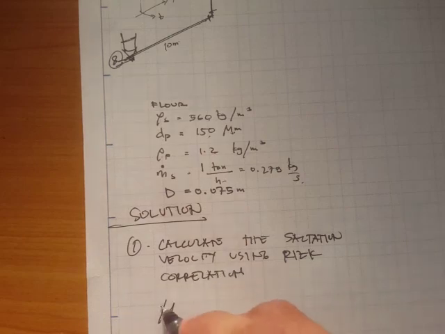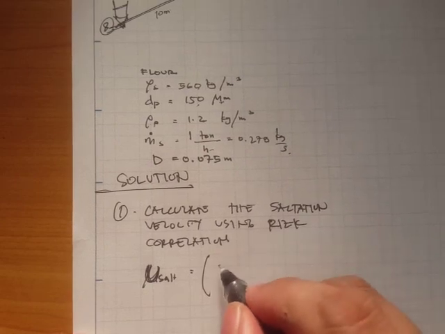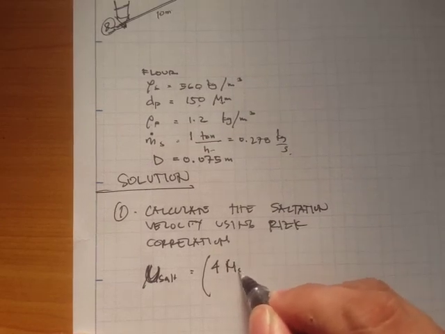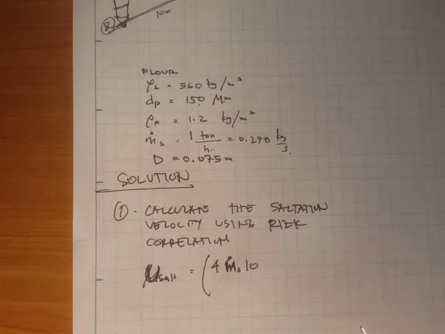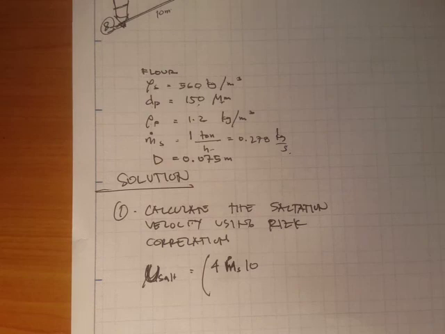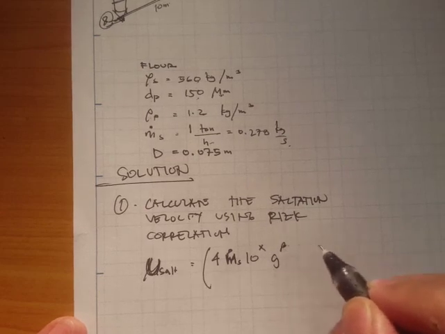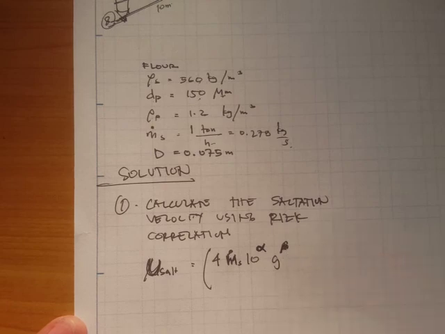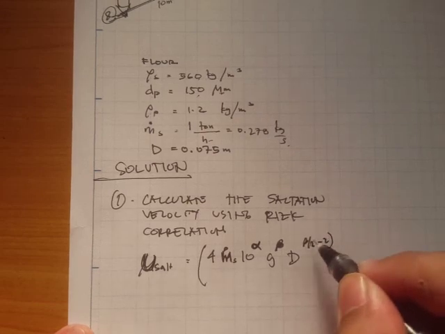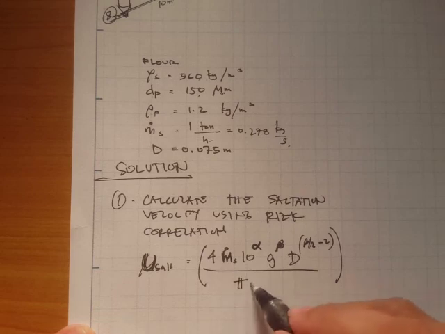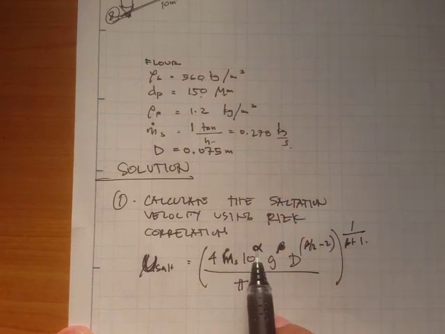Okay, so U saltation is just equal to, if you rearrange this equation, 4 times the mass flow rate of the solids times 10 to the X, and G to the beta, or you can use alpha and beta, they're just symbols anyway, times D to the beta over 2 minus 2, divided by pi times the density of the fluid, raised to 1 over beta plus 1. So we need to solve for alpha and beta first.